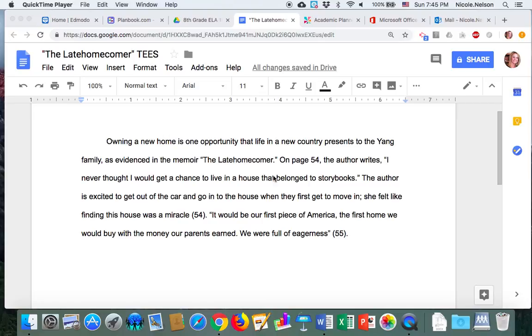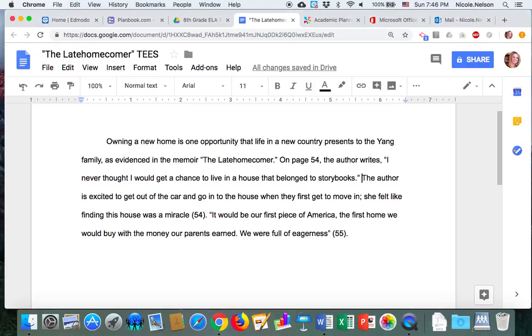Working on putting in our elaboration, adding that into our paragraphs. We're also going to go ahead and add our clincher sentences today as well. So first things first, let's focus on putting in our elaboration. So what goes with my first piece of evidence?